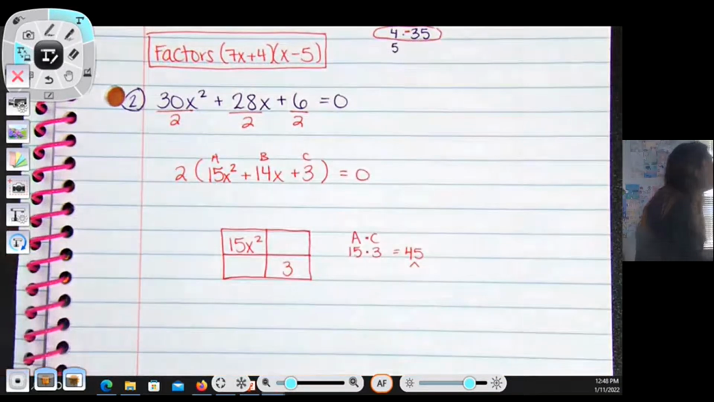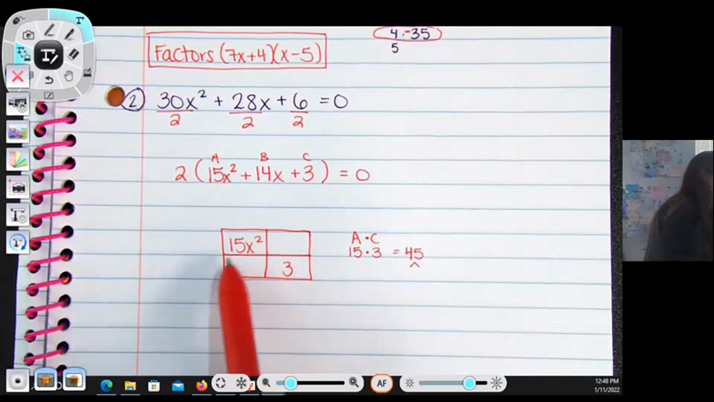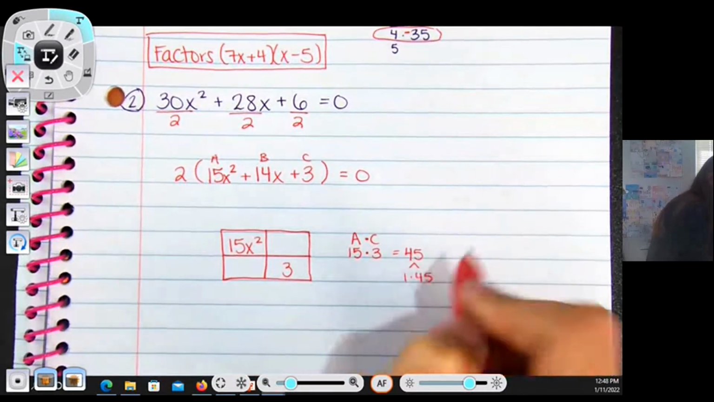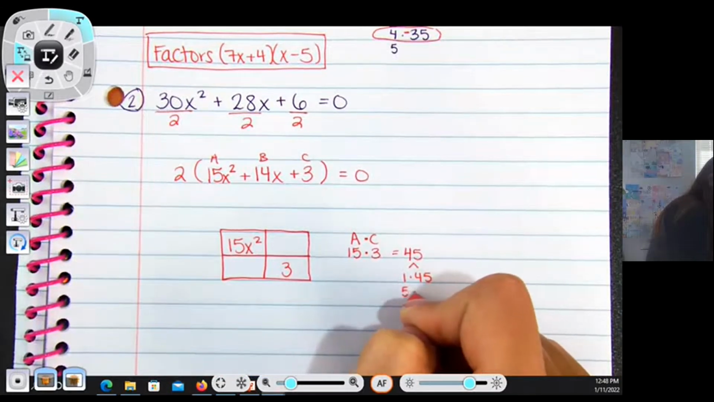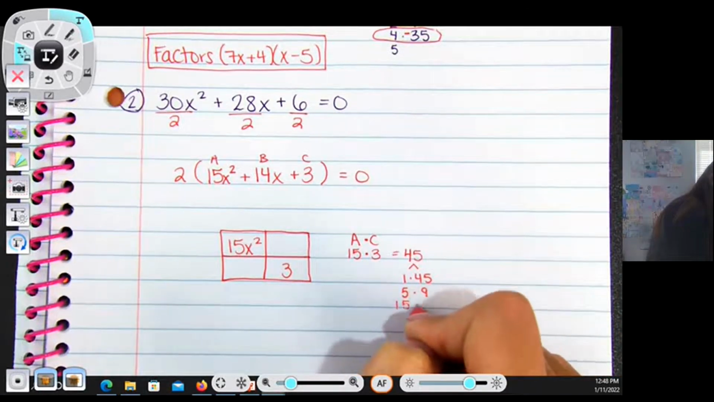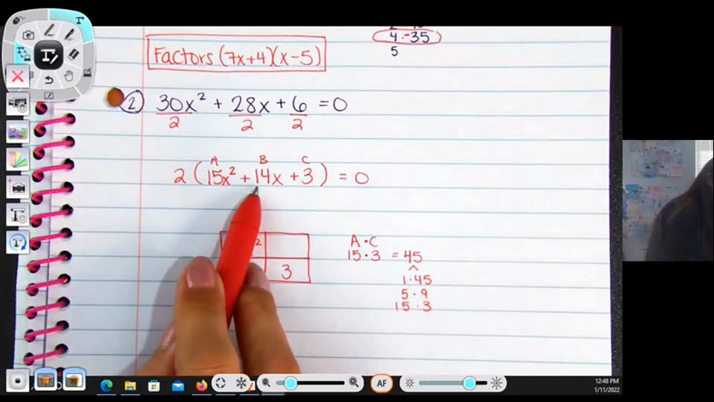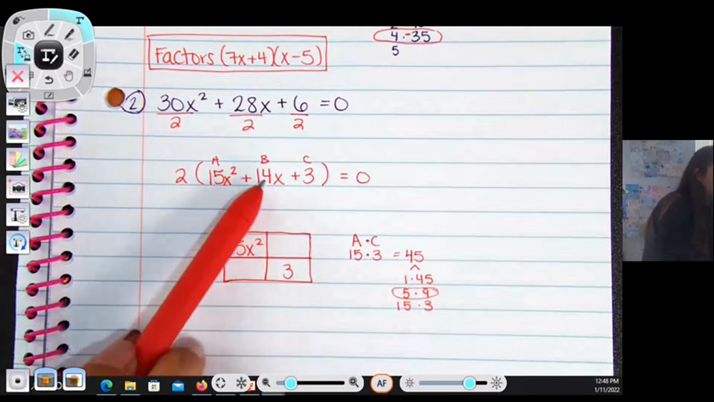What's going to be different? Last time we didn't do the equals thing. We did, but A was always 1. So this time you can't just put x and x, because it's got to make 15x squared. So let's think about our multiples. We have 1 times 45. That's not going to add to make 14. It's 5 and 9. 5 and 9 multiply to make 45, and they add to make B.